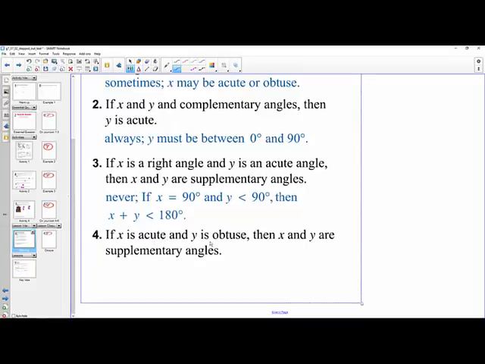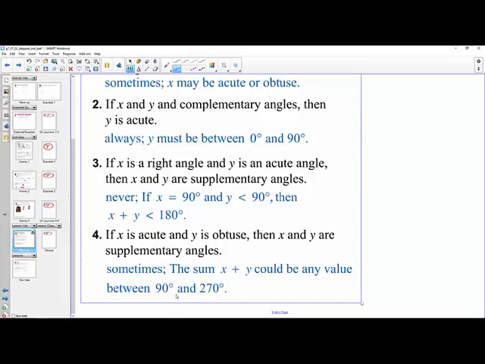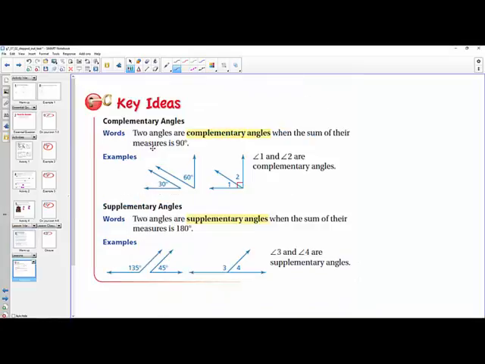And then finally, if x is acute and y is obtuse, then x and y are supplementary angles. Is that true or false? Well, sometimes when I add it up. So it could be any value between 90 and 270. So that's just a quick warm-up. The key ideas today are about complementary angles, so these are angles that add up to 90 degrees, or supplementary angles, angles that add up to 180 degrees.